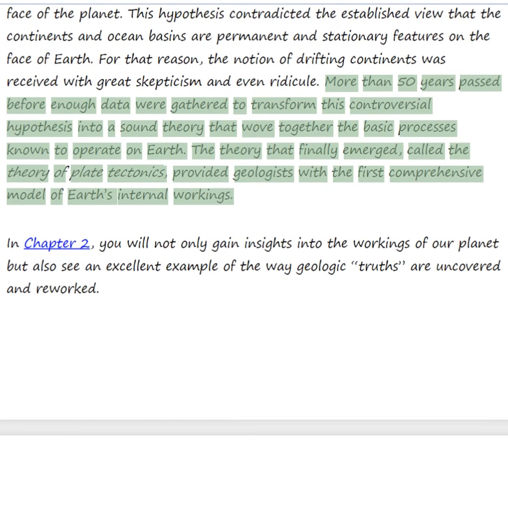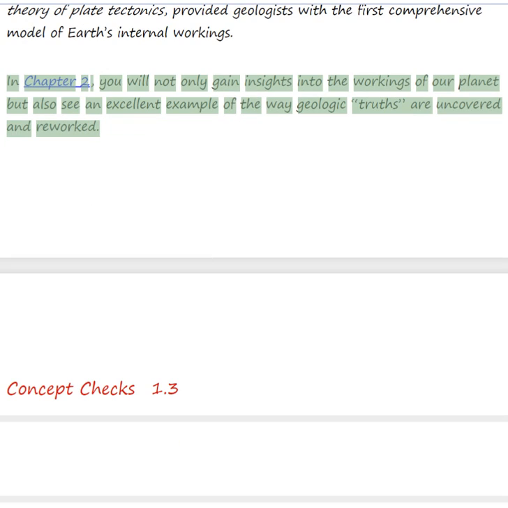More than 50 years passed before enough data were gathered to transform this controversial hypothesis into a sound theory that wove together the basic processes known to operate on Earth. The theory that finally emerged, called the theory of plate tectonics, provided geologists with the first comprehensive model of Earth's internal workings. In Chapter 2, you will not only gain insights into the workings of our planet but also see an excellent example of the way geologic truths are uncovered and reworked.